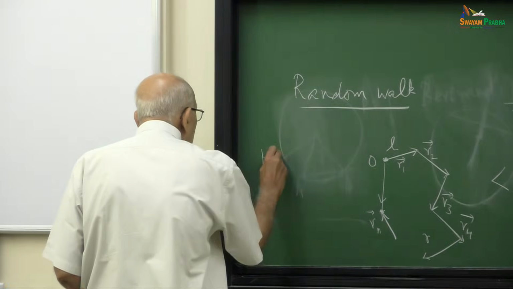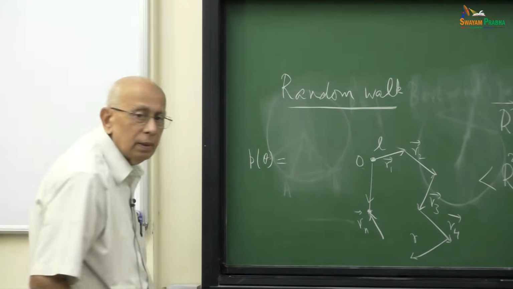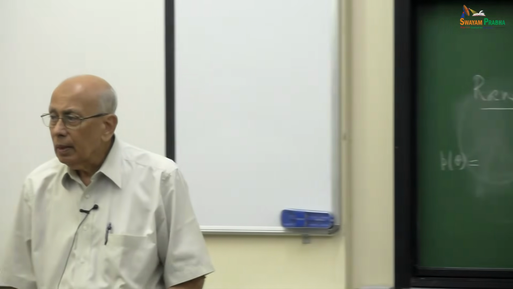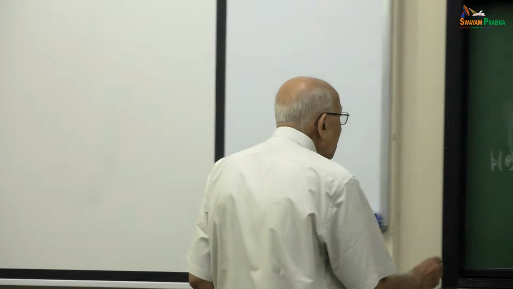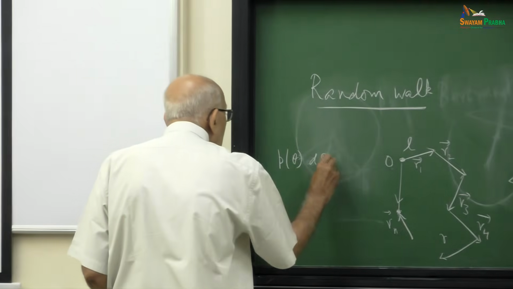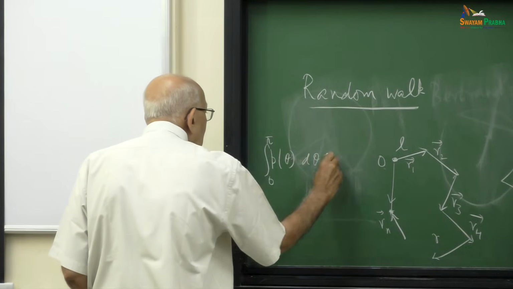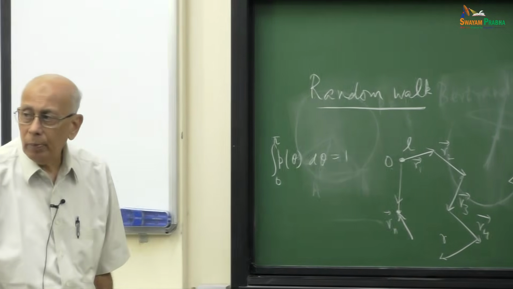So the probability that the value is some theta is P of theta. That's the probability density that the value of theta is some given number theta. P of theta d theta is the probability that this angle lies between theta and theta plus d theta. And then you have the normalization: the integral from 0 to pi of P of theta d theta is equal to 1. So the total probability is 1. P of theta is the probability density. For continuous variables, you don't have probabilities, but you have probability densities, because you cannot resolve it to infinite accuracy.